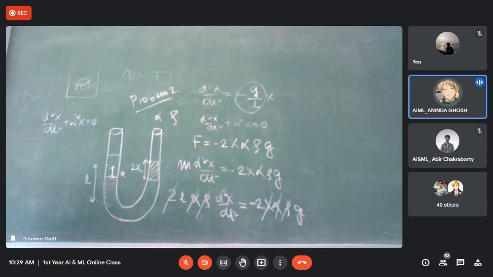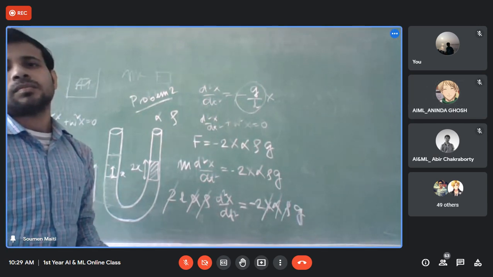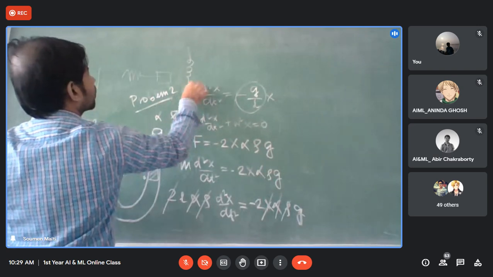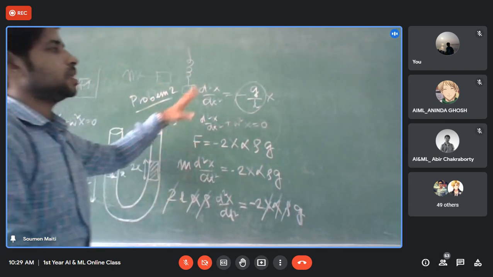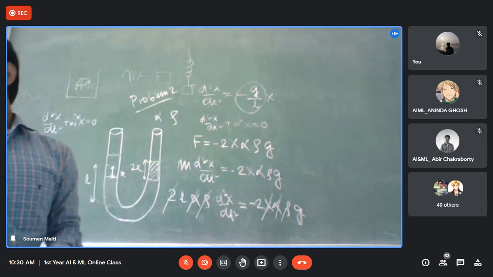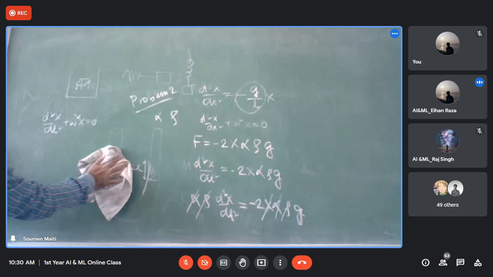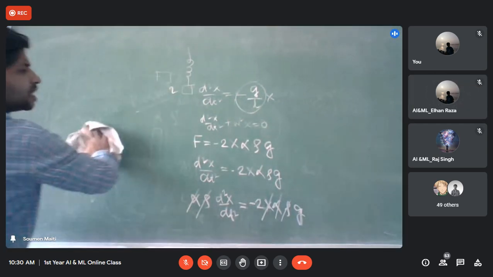If you pull and release a rubber band, this motion is also SHM, if you have to prove it by this one. Is it clear to everyone? Yes, sir. Sir, if there is an offline exam, this type of question will come back. Yeah. So the SHM part is over.